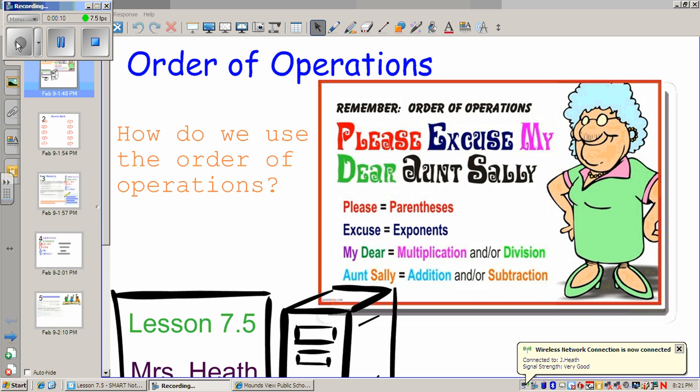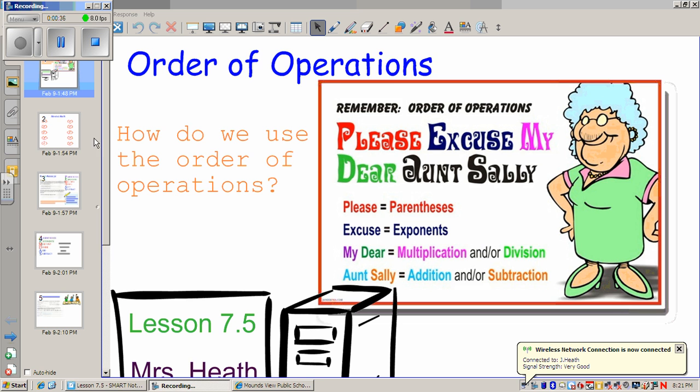Remember, the order of operations, which I talked about in class, is please excuse my dear Aunt Sally. The P being parentheses, E stands for exponents, my dear multiplication and/or division, and it doesn't matter in which order, and then Aunt Sally, which is addition and/or subtraction. Again, it doesn't matter which one of those you do first, but you always must do parentheses first and then exponents.